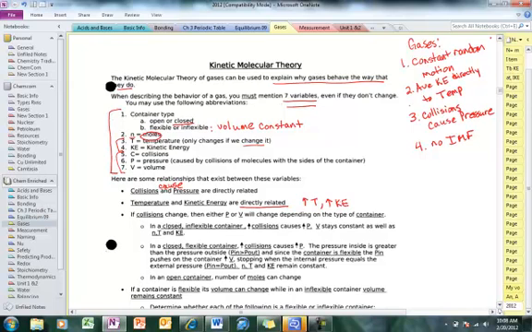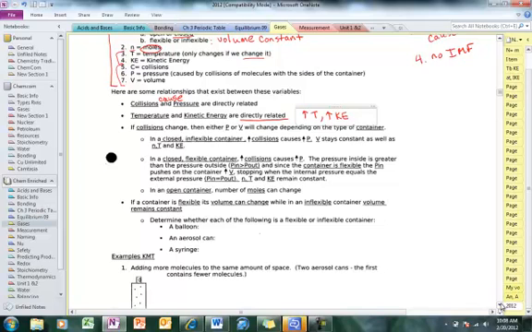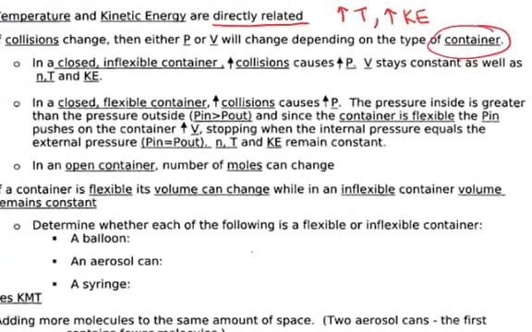Now what we're going to do is talk a little bit more about these collisions, and this is where it might start getting a little bit more complicated. Because when you have the number of collisions on the inside of your container changing, different things are going to happen depending on the type of container that you're in: if the container is flexible versus if the container is inflexible. So the first thing we're going to be talking about is, let's say we're in a container that is inflexible. Again, let's be thinking about, say, an aerosol can where the container is inflexible.